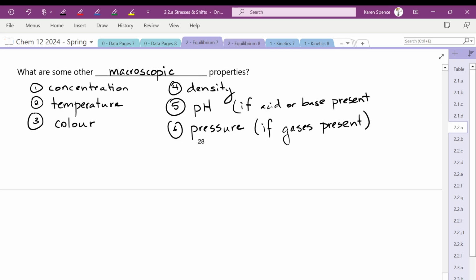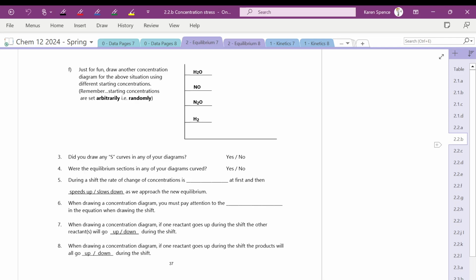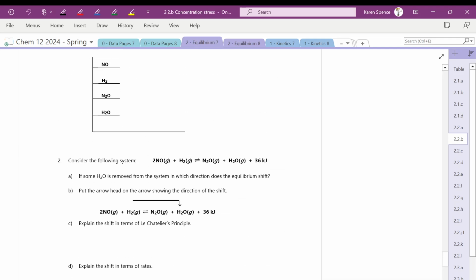Okay. Is that it? That's it for this one. Okay, yay. All right, 2.2b, moving right along.